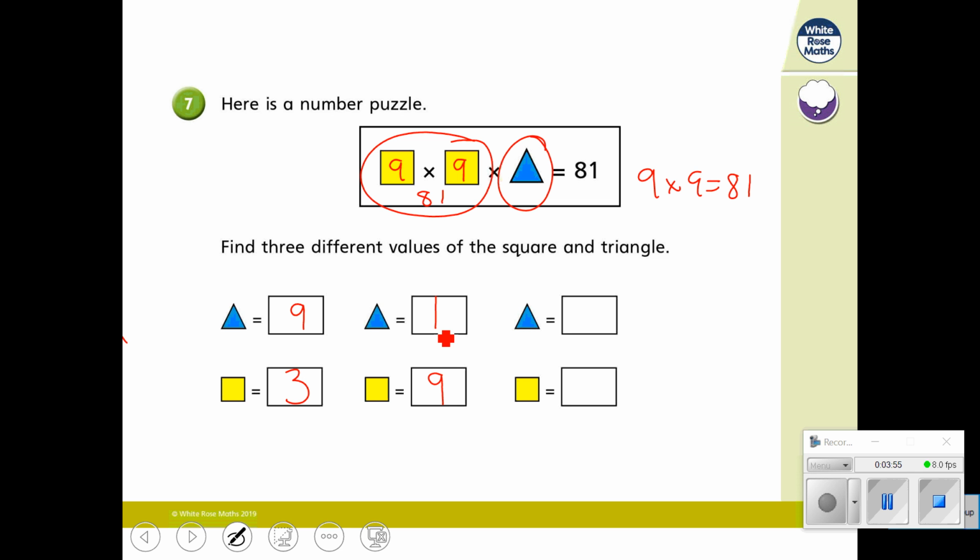One more solution. What about, I'll just change my colour pen for this one. What about if I make triangle 81? Okay, the triangle is 81. What would these 2 squares have to make together to make this equation work? That's right, 1. But I also know that 1 times 1 equals 1. So therefore, my 2 squares could also be 1. I bet that got you thinking.